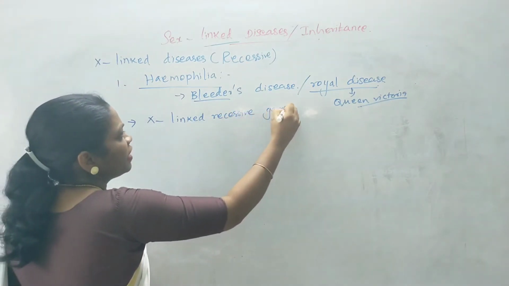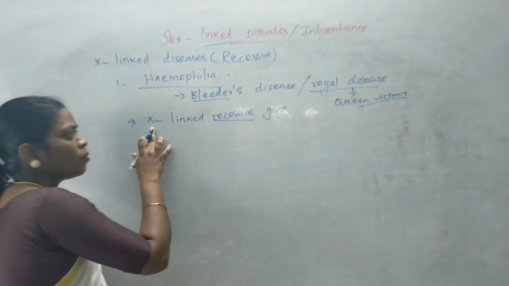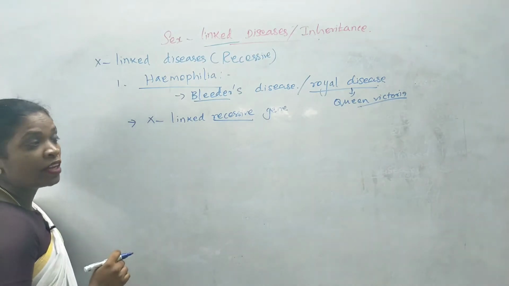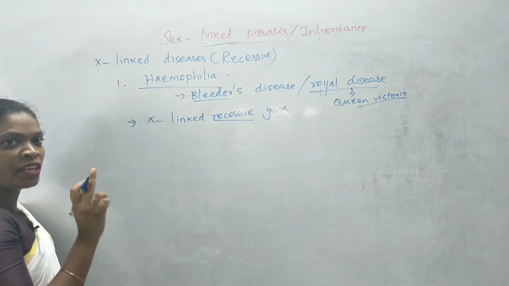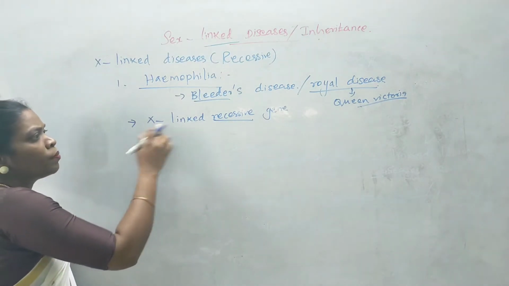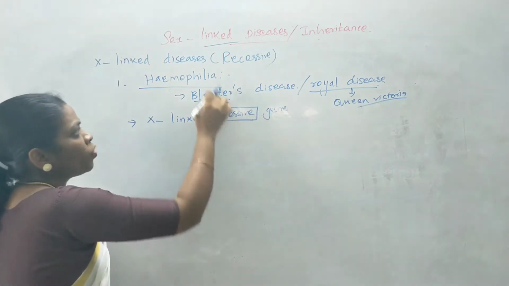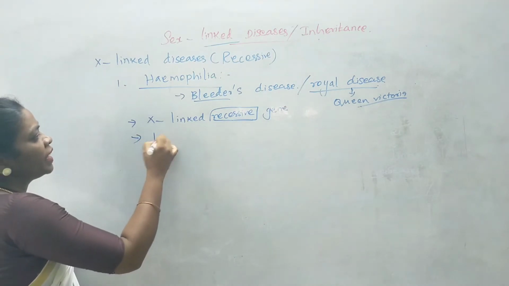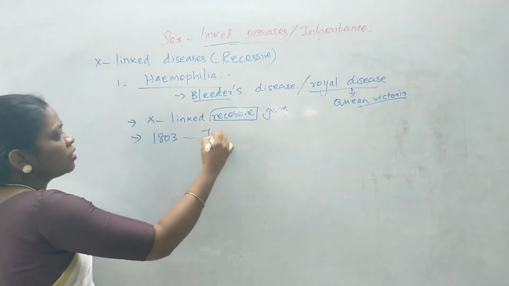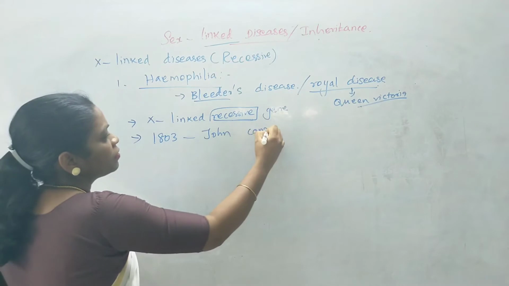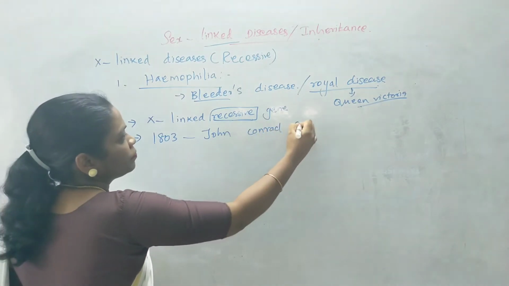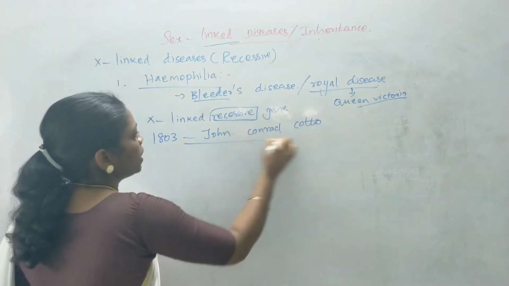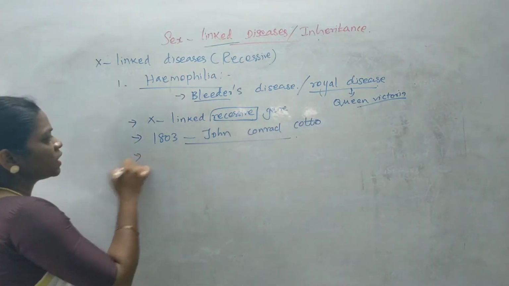What is the meaning of X-linked recessive gene? The X chromosome in its recessive state only will cause the disease known as hemophilia. It is not going to cause the disease in the dominant state. And this disease was identified in the year 1803 by John Conrad Otto. He was the one who identified this disease.